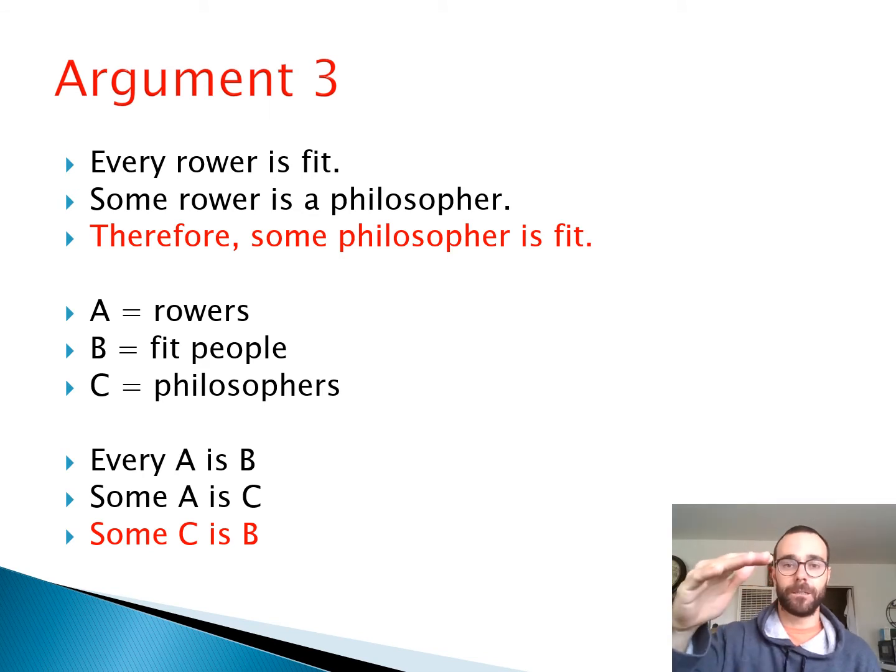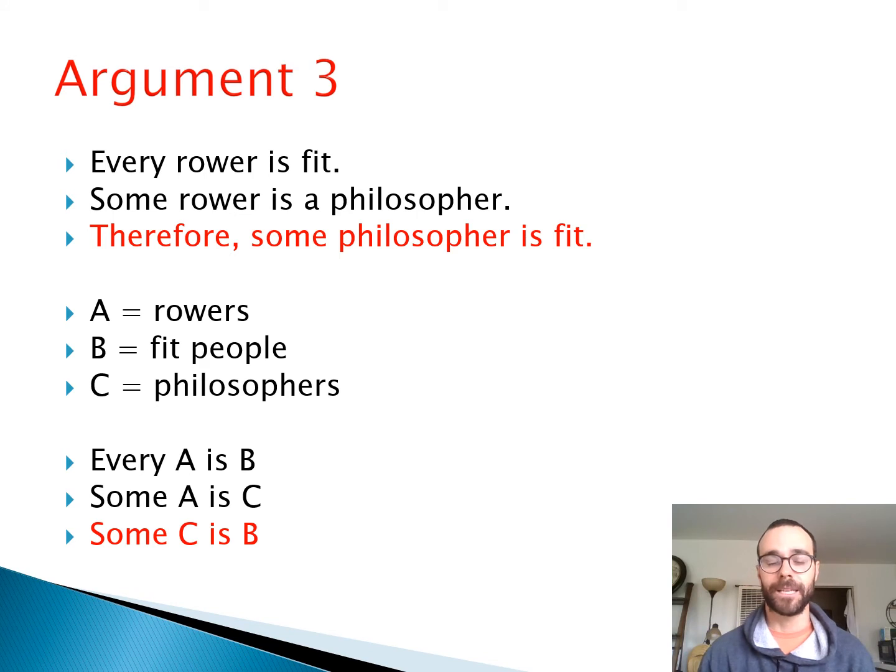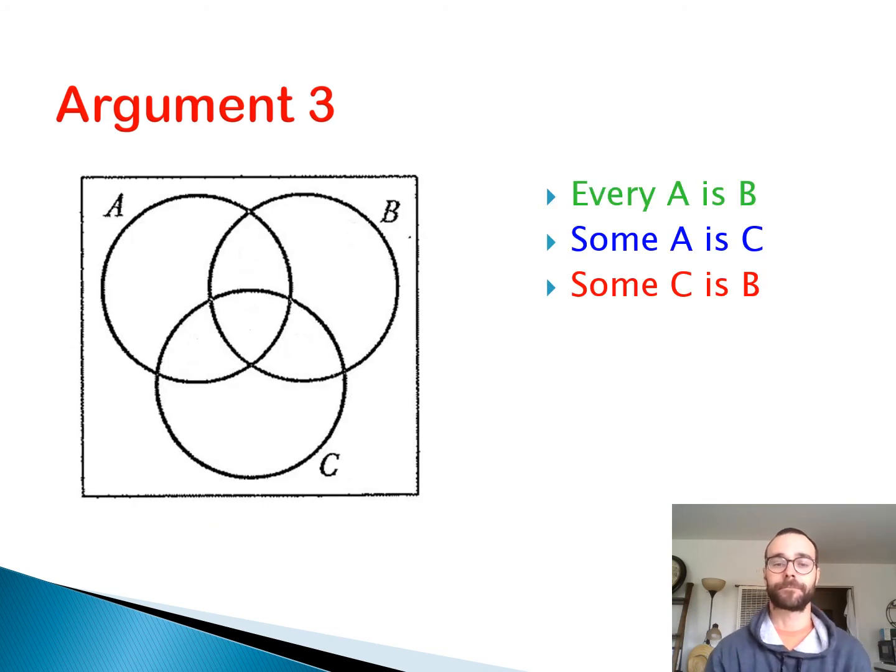After we determine the argument in standard form, remember we assign letters to each predicate. Here there are 3, rowers, fit people, and philosophers, and then we'll rewrite the argument in standard form. So here we have every A is B, some A is C, and some C is B. So from there, we can now turn that into a Venn diagram and see if the conclusion is represented. So once again, every A is B.